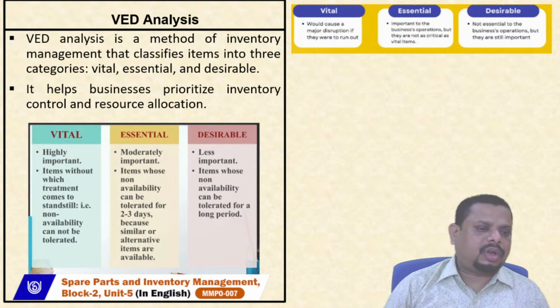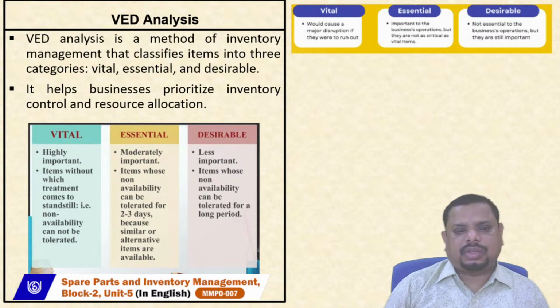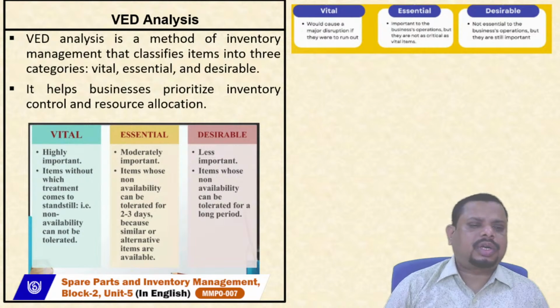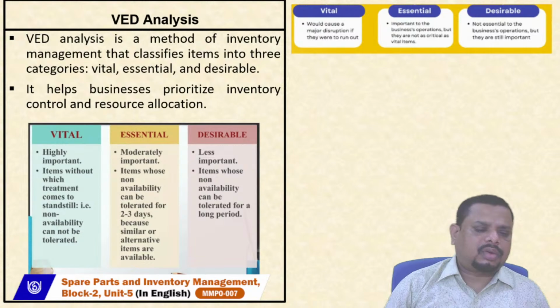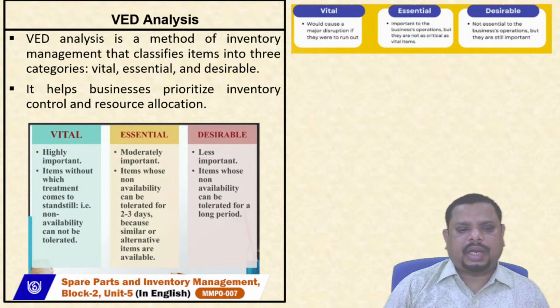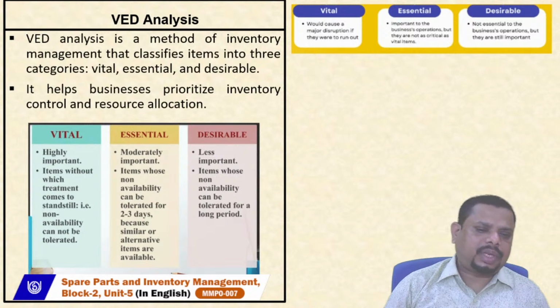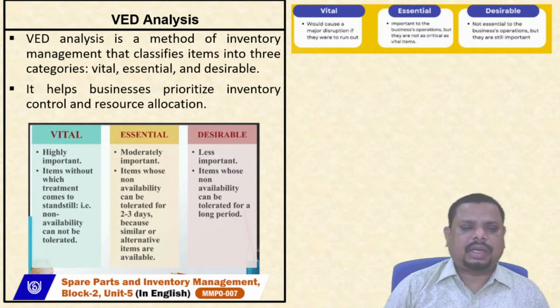If you take the example of the automobile industry, high importance or vital items, for example, engines. The next one is moderate importance items. That means you maintain the lubricant levels or grease. You can tolerate it for 2 to 3 days if the level drops a little bit. And less important items, for example, a small pin removed from the seat, as well as the seat belt or maybe the handle grips. These items can be unavailable and can be tolerated for a long period.